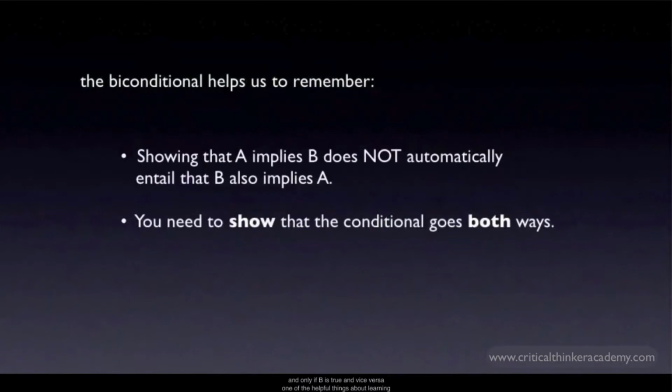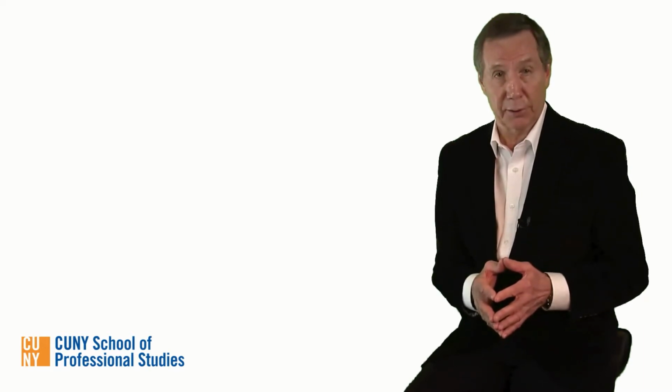One of the helpful things about learning about the biconditional as a concept is that it helps us to remember that ordinary conditionals are only half a biconditional. They only go one way. If A implies B, it doesn't follow that you can go backwards and say that B implies A. It reminds us that you need to argue or demonstrate that you can run the inference in the other direction as well. And here's another philosopher, Eric Gerlach, to give us the truth table for biconditional sentences.